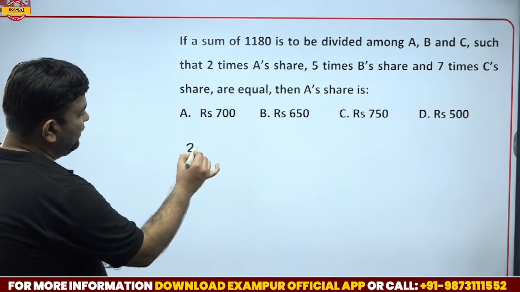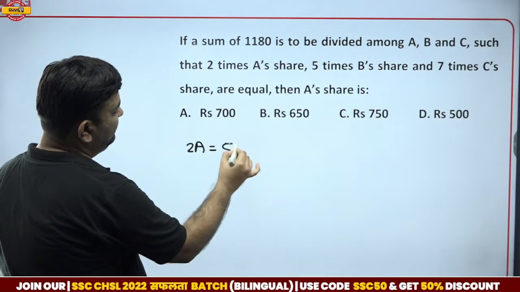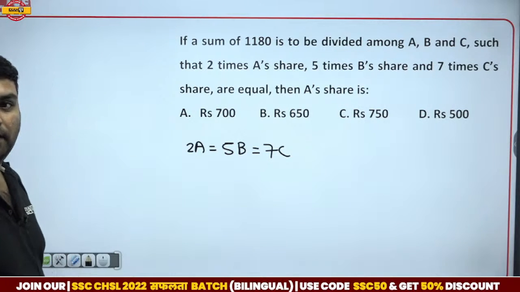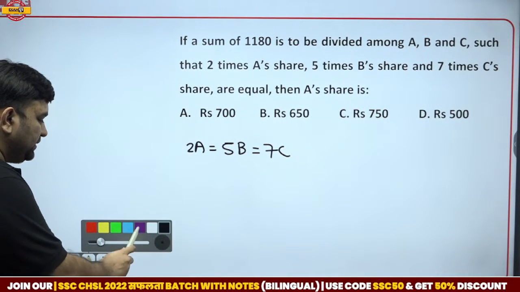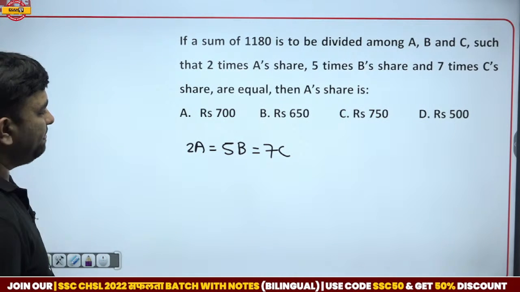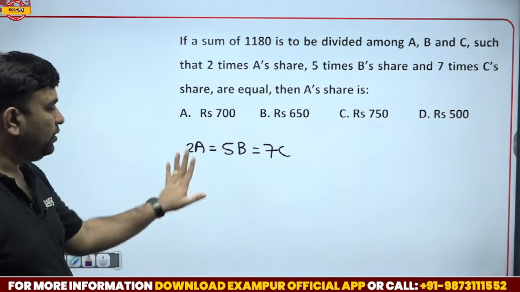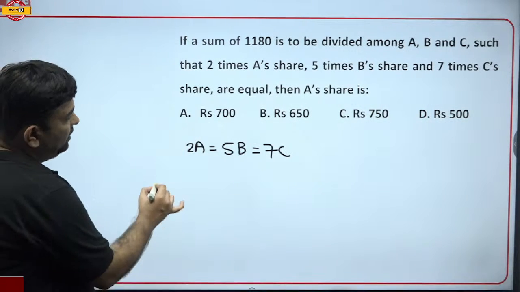Two times the share of A is equal to 5 times the share of B is equal to 7 times the share of C. In certain situations, either we can divide by the LCM, or we can do hide and seek.